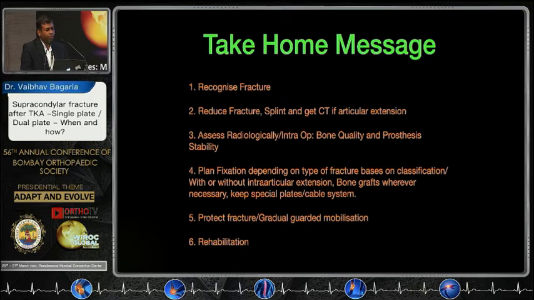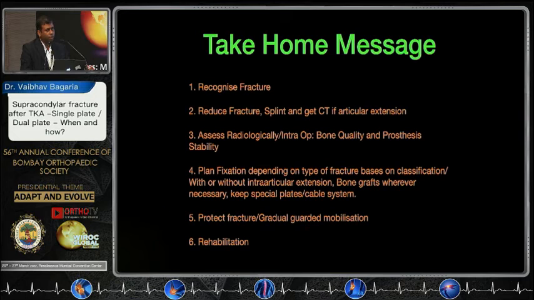The take-home message is that we should recognize the fracture, reduce it, splint, get a CT scan to visualize if there is an articular extension, assess radiologically and interpret the bone quality and the prosthesis stability, plan fixation depending on the type of fracture based on classification, whether it is with or without intra-articular extension, bone graft where necessary.